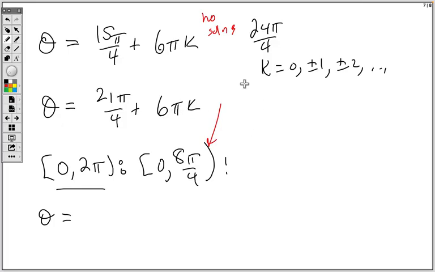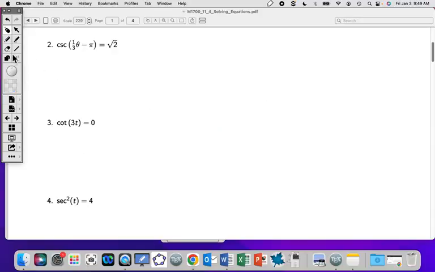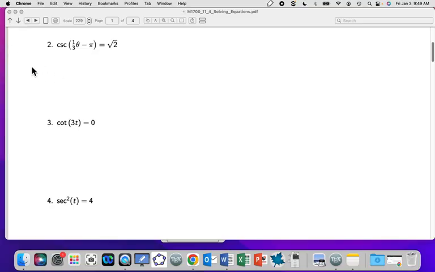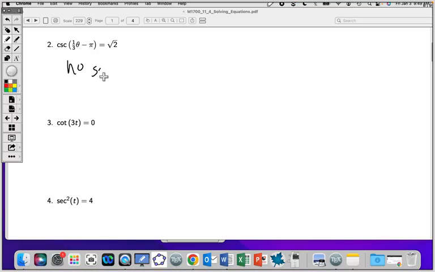Let's take a look at the second family. If I let k equal 0 here, 21 pi over 4, I'm already over the 8 pi over 4. If I start looking at the negatives, I'm subtracting off 24 pi over 4, and I'm also less than 0 at that point. So I get no solutions here. So even though I have solutions to the equation, there are no solutions which lie in the interval 0 to 2 pi. Now, why could that be?